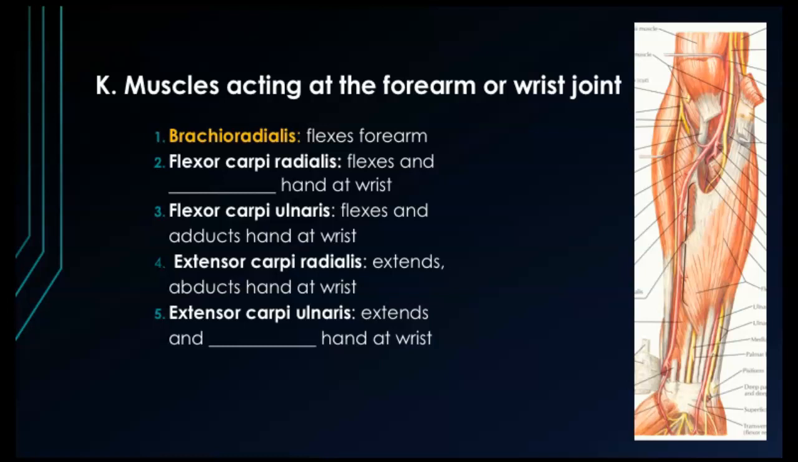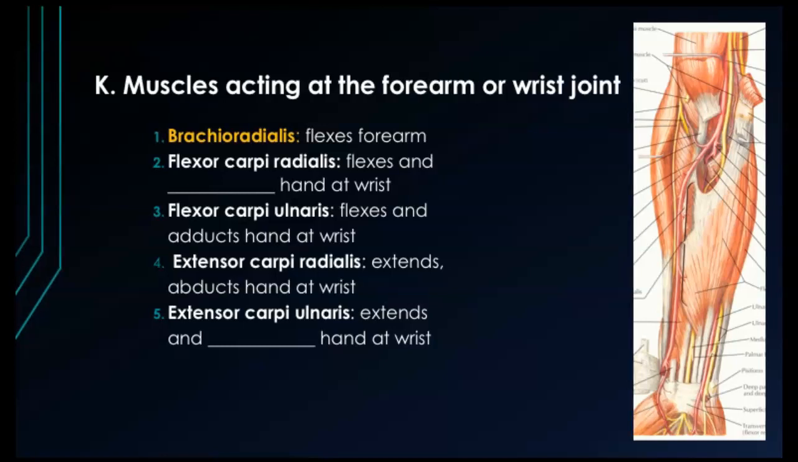Now let's continue our discussion into the muscles acting at the forearm or the wrist joint. There are a ton of muscles that act on these joints, but we're just going to cover a couple important muscles. So we're going to start off with the Brachioradialis muscle, which is highlighted in orange over here. And this muscle is going to assist in flexing our forearm.